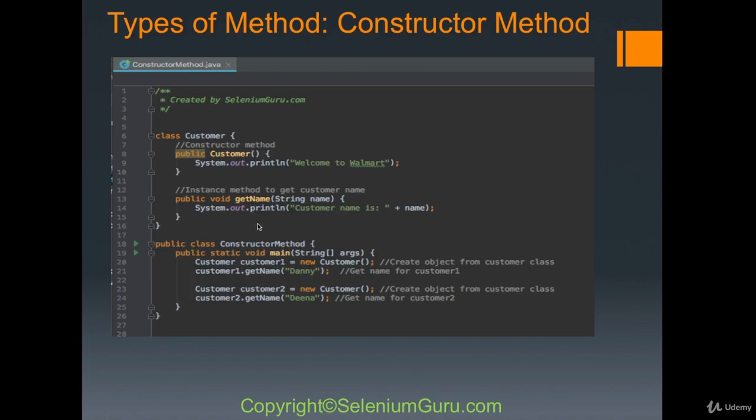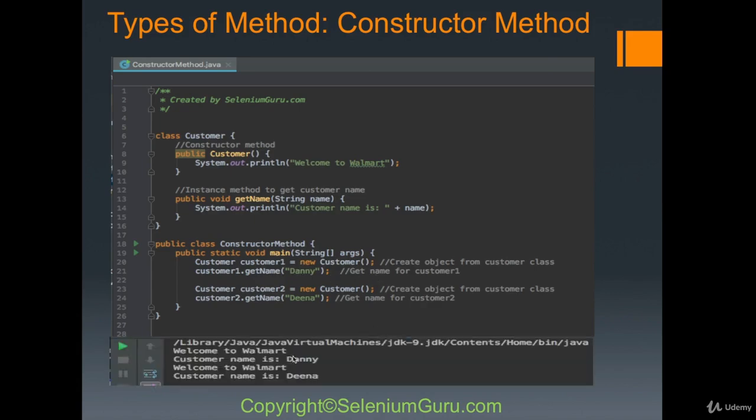Since I create an object, I can call this method here, and I said Danny. When I actually print this new customer, and I said get Danny, it's going to say customer name is Danny, just like in here. So as you can see, as soon as I created this object customer1 equal new customer, I'm not calling this method here, but it says welcome to Walmart. How do you say that?